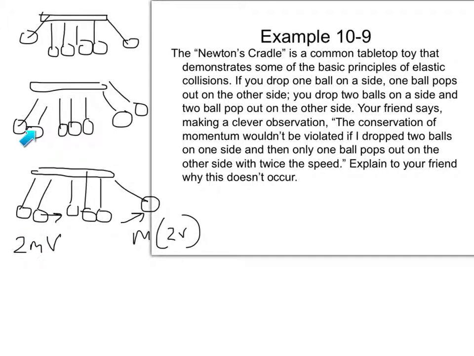Why does it always happen like this? Two masses with a certain velocity and then two masses with the same velocity. Why couldn't you just have one mass, which is really half of that right there, with twice the velocity? Isn't that the same thing? 2 times mv and then 2 times mv. So that's what he's saying right there. Explain to your friend why this does not occur. All right? So why can't we have that?